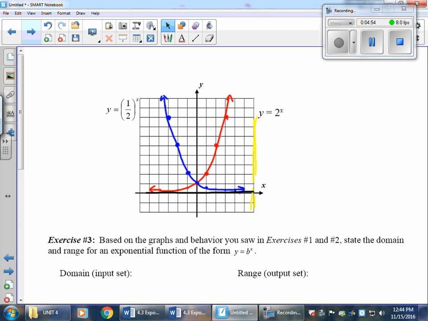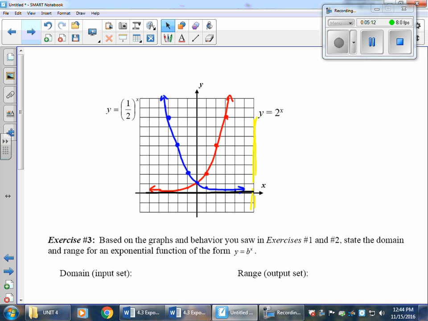So as you can see on this one, I drew both of them in here. So you have them on your page, but I needed to put them so I wouldn't have to flip-flop between them. So I put them both on one graph, and you can see the red one is my y equals 2 to the x, and my blue one is y equals 1/2 to the x.